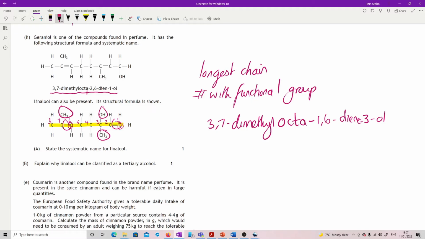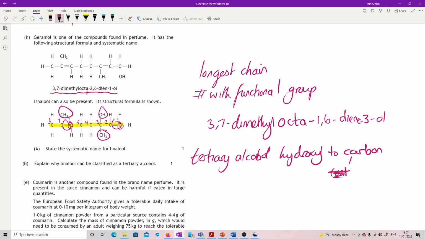Can be classified as a tertiary alcohol. So this is just a definition. Tertiary alcohol means that you have the hydroxyl group attached to the carbon, and then that carbon connects to three other carbons. Okay, so there's your OH group, here is the carbon that's attached to this, there's going to be a carbon, another carbon, and another carbon.